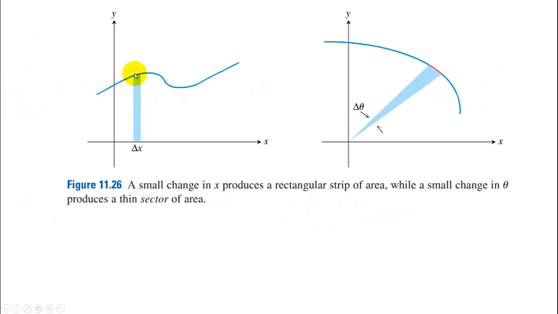Now here's a diagram that shows the Riemann sum with the area of a rectangle, and if we add up a bunch of rectangles, we get the total area. Well, here we're going to add up a bunch of sectors of a circle to get the entire area.